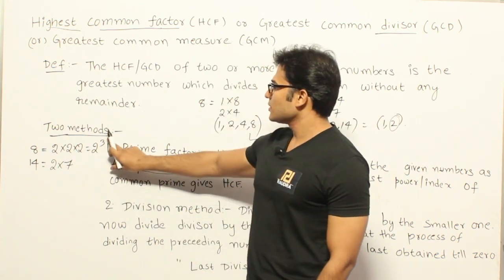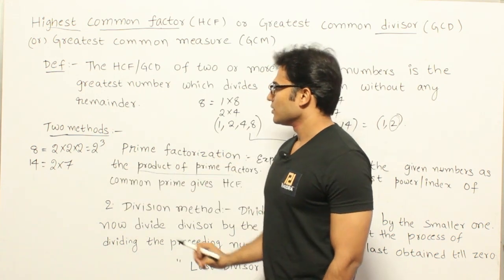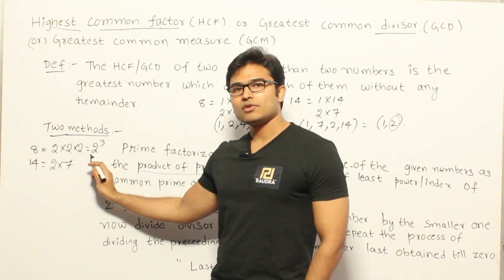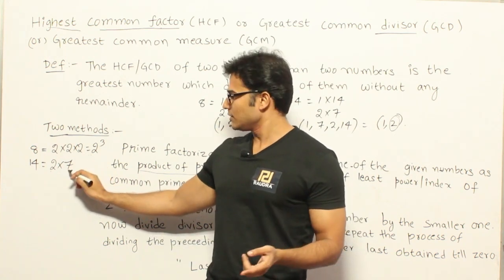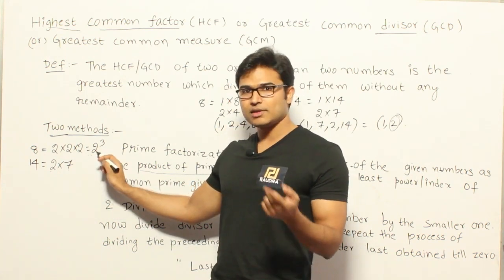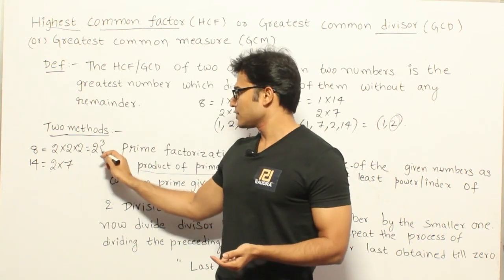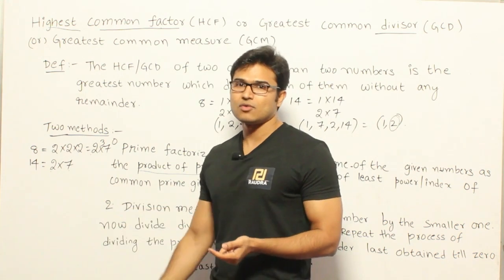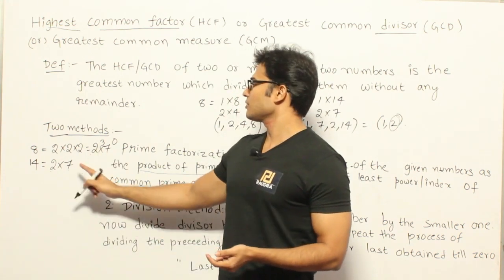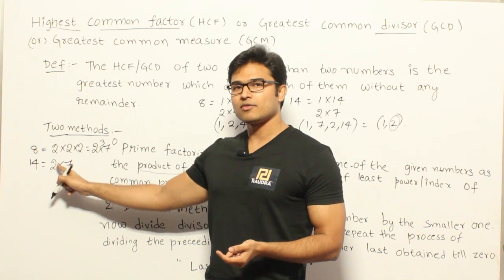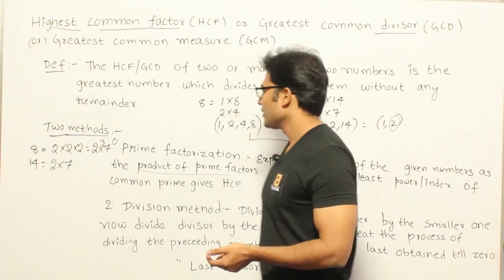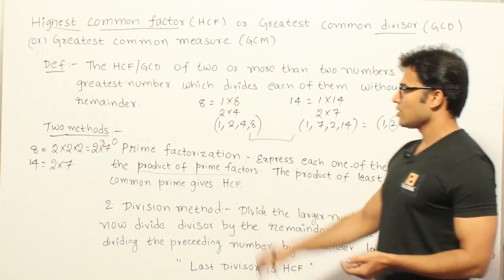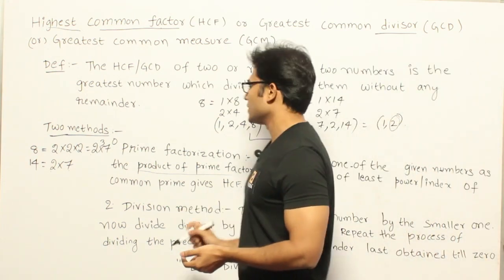Now after that, just for the sake of simplicity, to understand it better, see 2 is here and 2 is here, therefore you need not add any 2 anywhere, but 7 is here and 7 is not there. Just to make the comparison easy, you just add 7 here with a power 0, so it doesn't change the overall number, isn't it? So 8 is 2 power 3 into 7 power 0 and 14 is 2 power 1 into 7 power 1. Now they are saying that the product of the least power or index of the common prime gives the HCF.